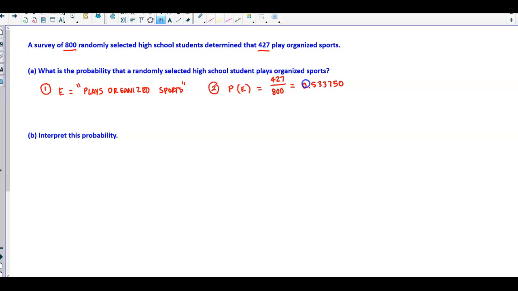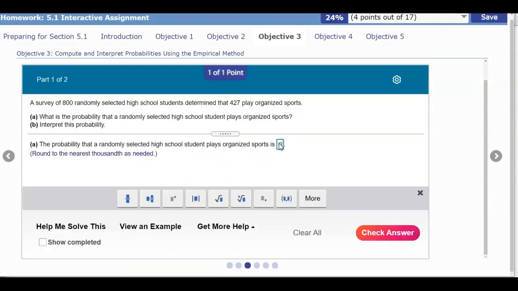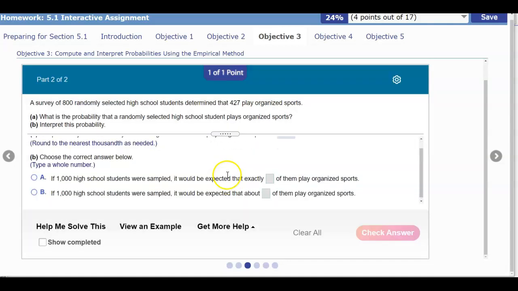0.533750. Okay, now in the question, they want us to round this to the nearest thousandth place. So this 7 tells us that we need to round up the 3. So therefore, this becomes 0.534. Okay, so let's go ahead and put our result in here of 0.534. Okay, so there is our result.